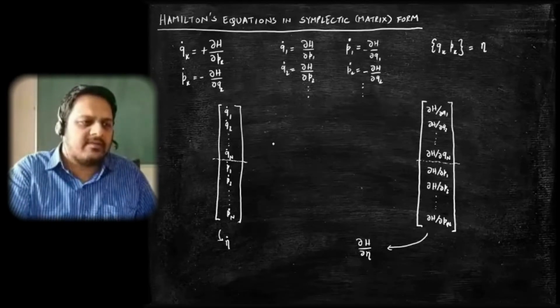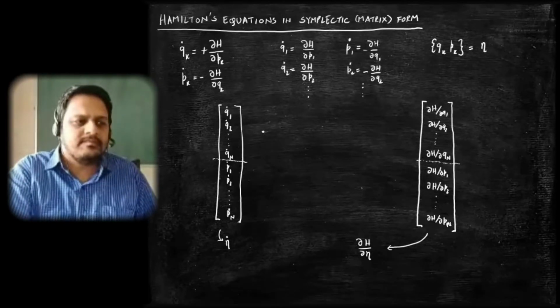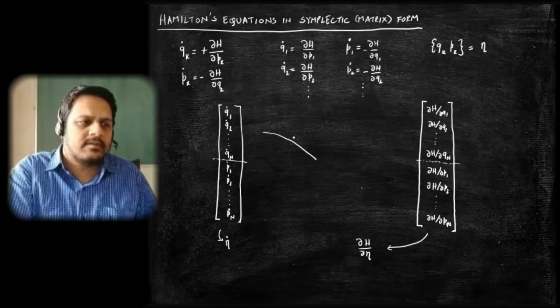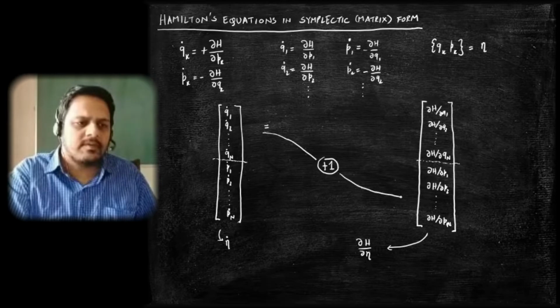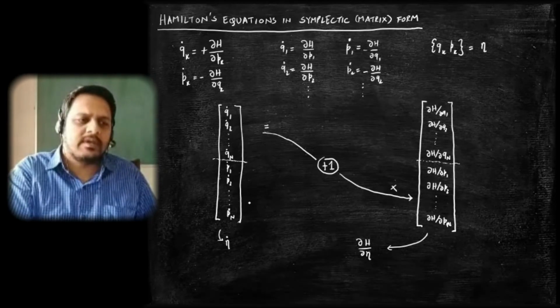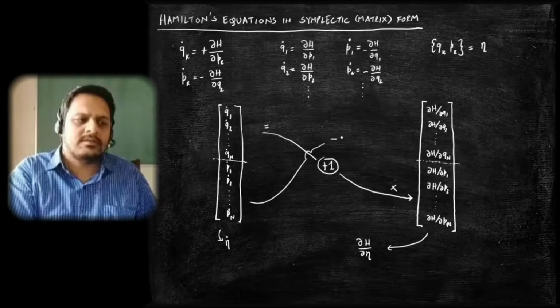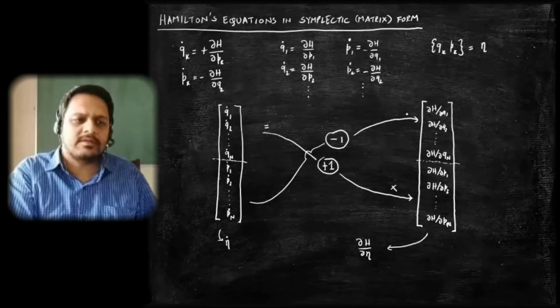And basically what I have is that the upper part is equal to plus 1 times the lower part on the other side, and similarly the lower part here is equal to minus 1 times the upper part on the other side.